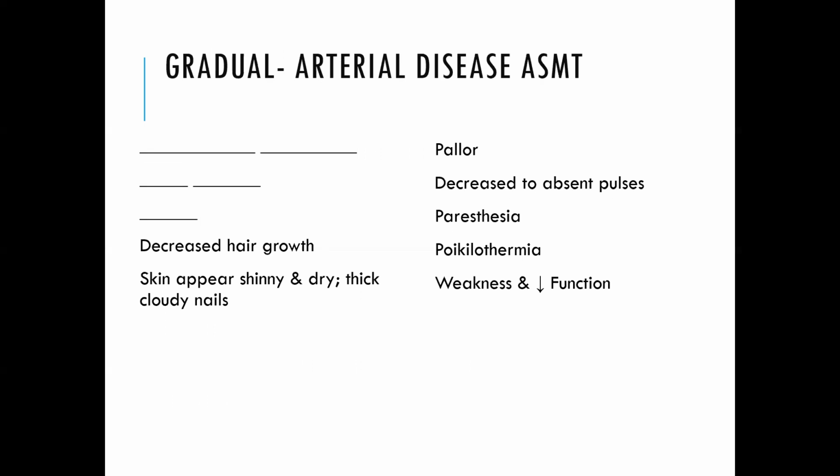Let's talk about gradual arterial disease. Gradual arterial disease is typically caused by atherosclerosis. Hopefully there's going to be a decreased risk of immediate tissue death because there's a building of collateral circulation. There are 3 assessment findings that are key to gradual peripheral arterial disease. The first one is called intermittent claudication.